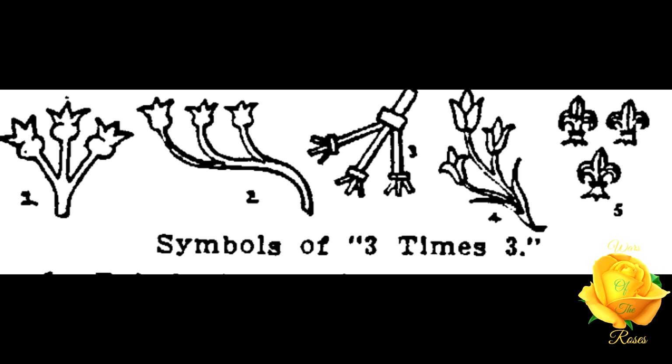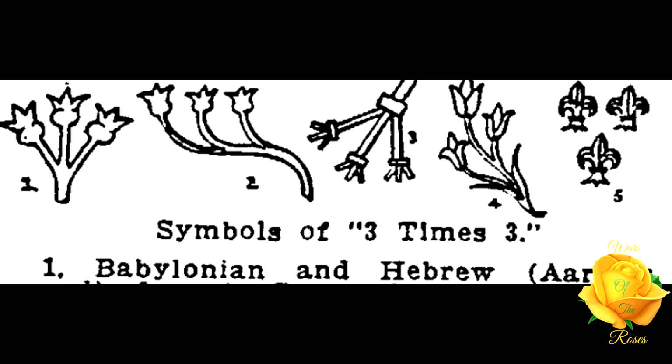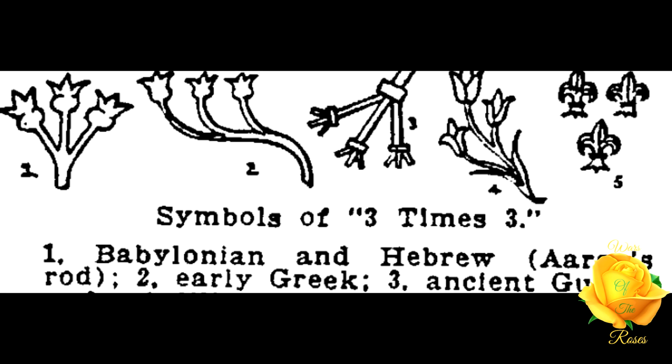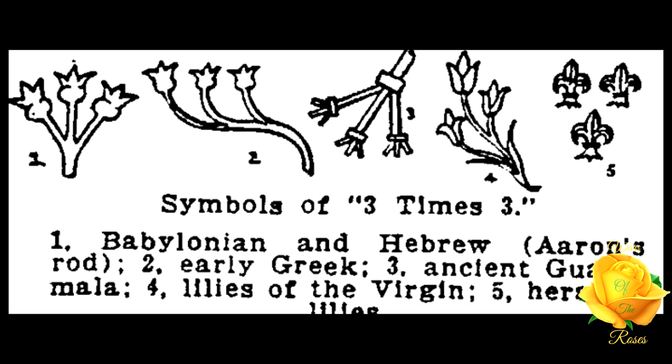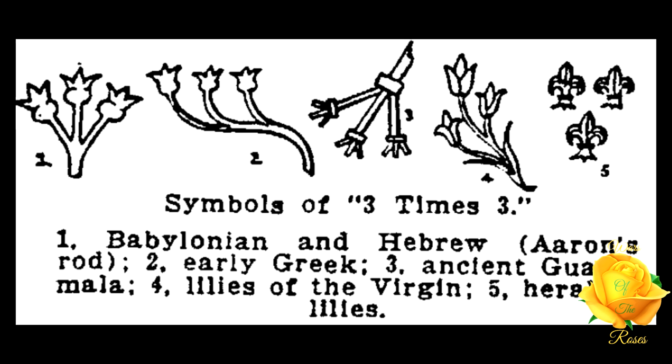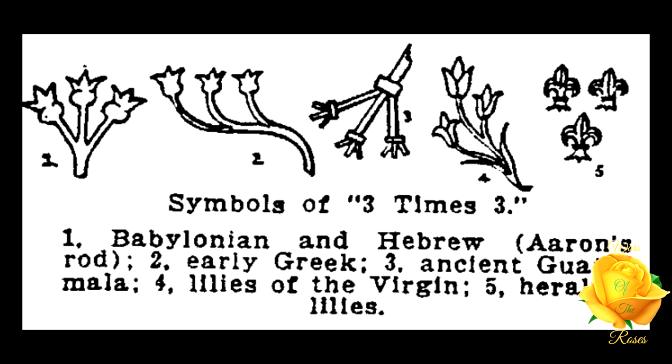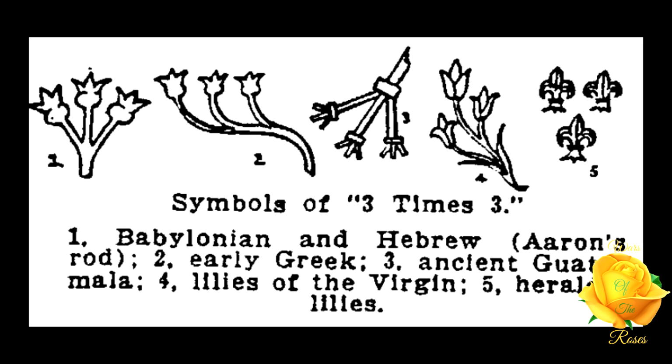Symbols of 3 times 3. 1. Babylonian and Hebrew, Aaron's rod. 2. Early Greek. 3. Ancient Guatemala. 4. Lilies of the Virgin. 5. Heraldic lilies.